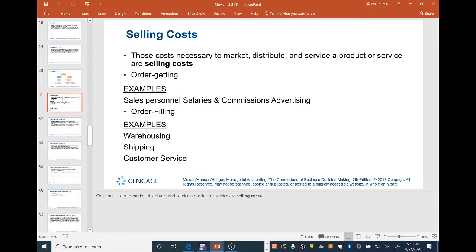So selling cost, pretty much anything that enters into determination of getting a product sold, right? Anything, warehousing, shipping, like shipping costs going out, okay? Stuff of that sort.